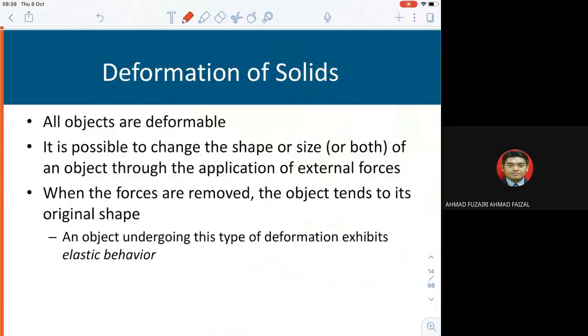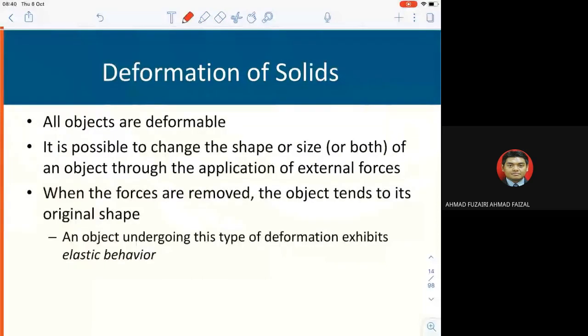Okay, so let's continue on the deformations of solids. The word deformation comes from deformable. Deform means change, a change in the solids. So deformations of solids.